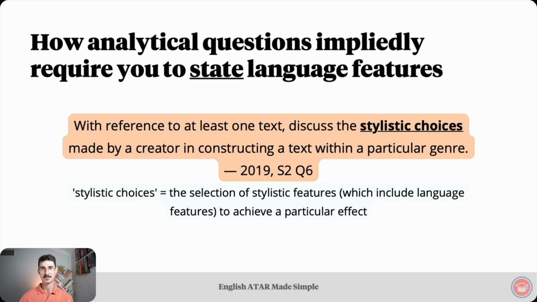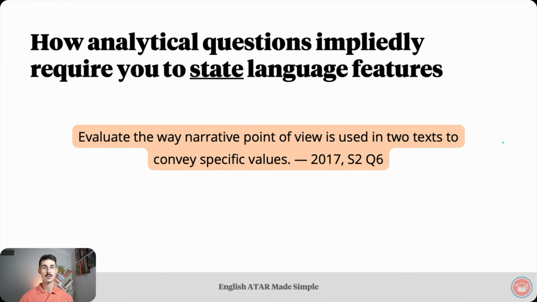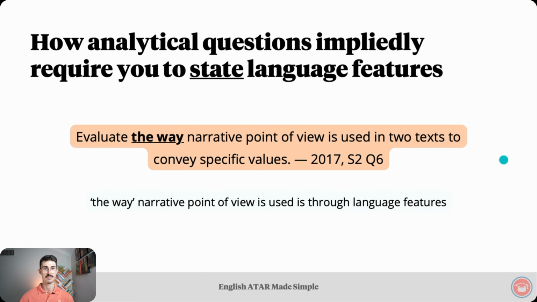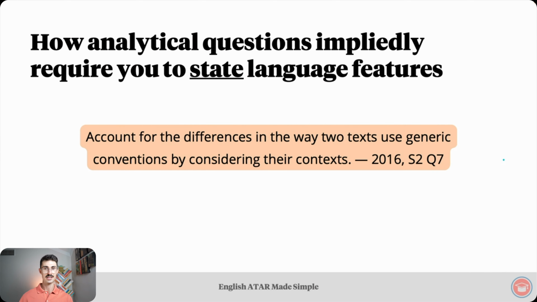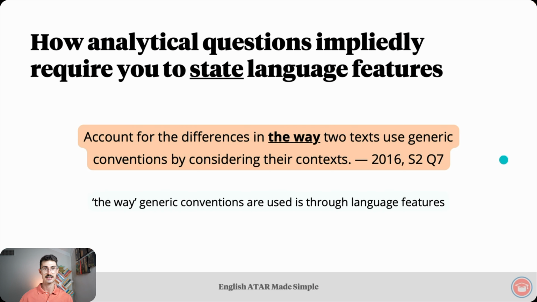That one's quite confusing. We haven't looked at stylistic choices or stylistic features yet. That's coming soon. This will make sense once we've gone through that lesson. Evaluate the way a narrative point of view is used in 2 texts to convey specific values. The way narrative point of view is used is through language features. Account for the differences in the way 2 texts use generic conventions by considering their context. Again, the way generic conventions are used is through language features.